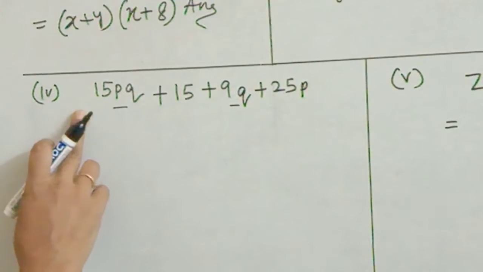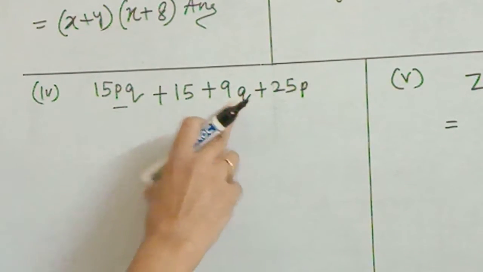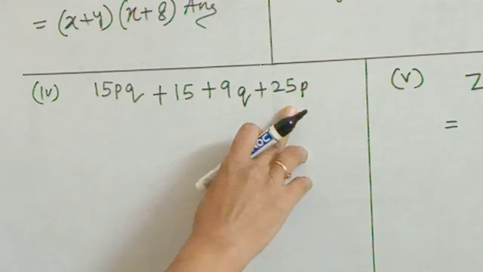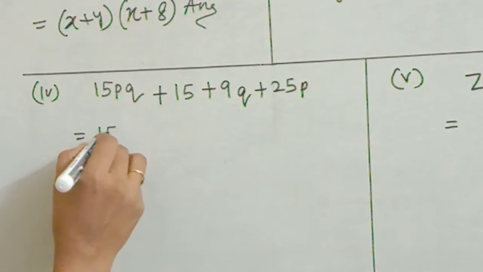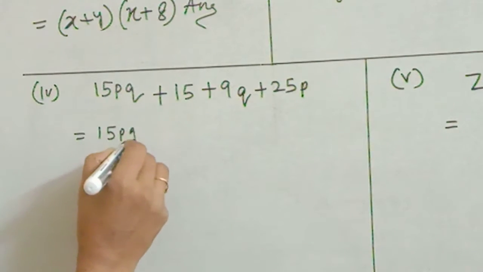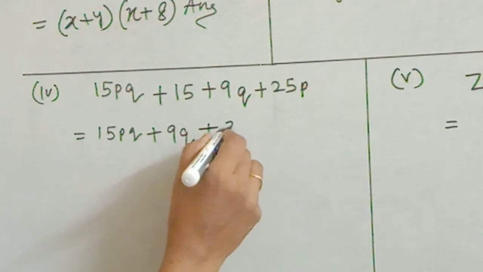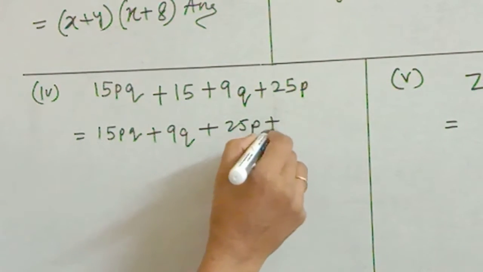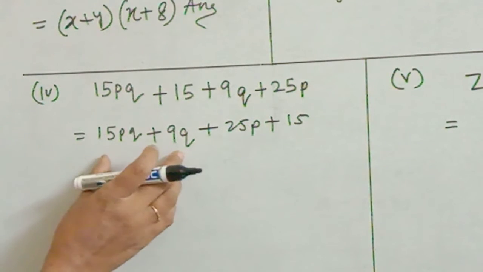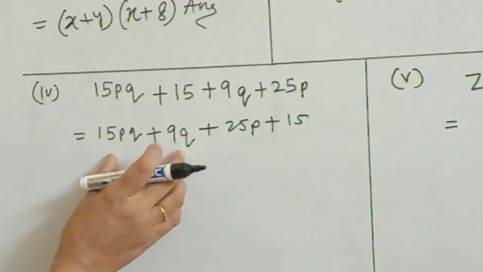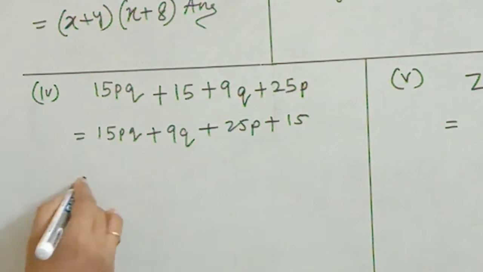Next sum, question number 4. 15pq plus 15 plus 9q plus 25p. We need to arrange. If you arrange them, 15pq plus 9q, then 25p plus 15, then we can take something common from these two terms and something from these last two terms.